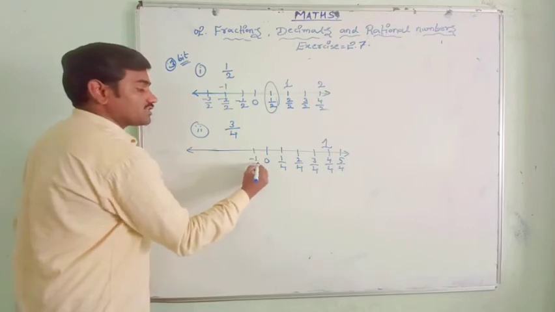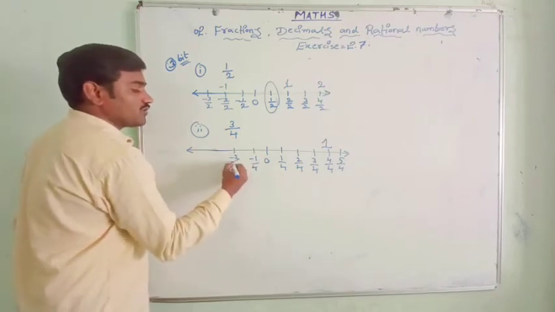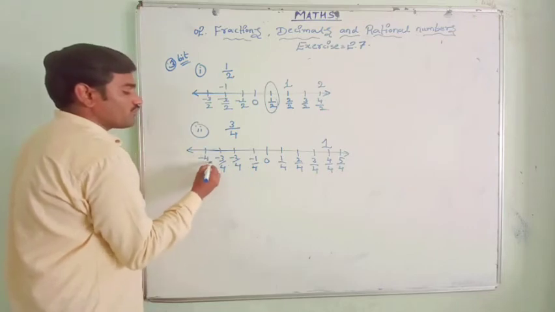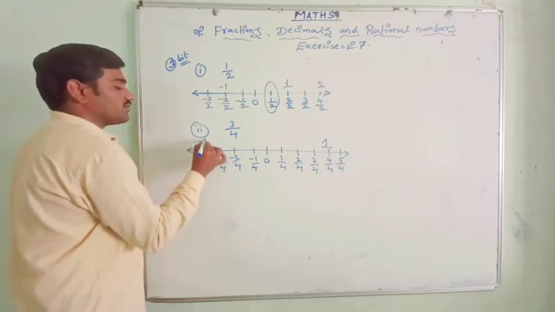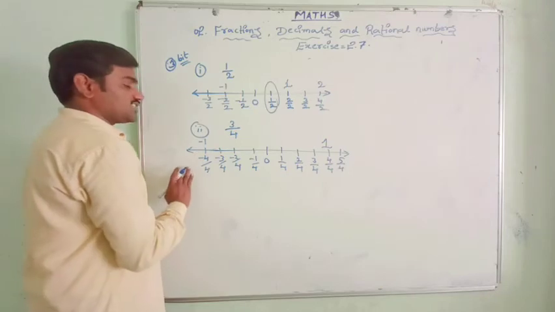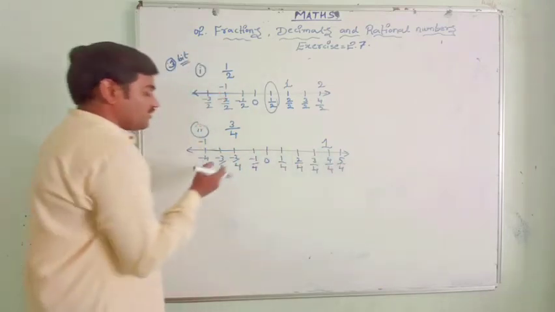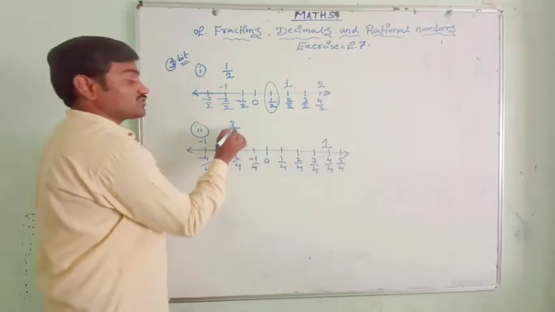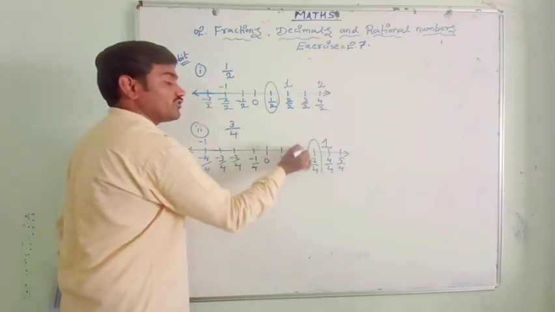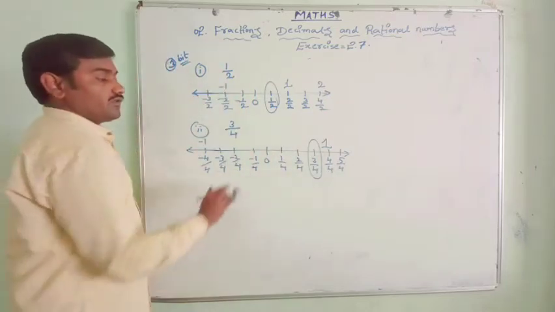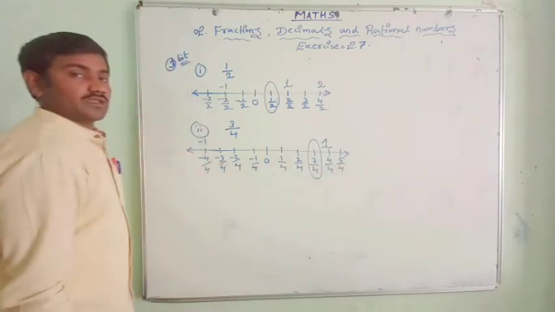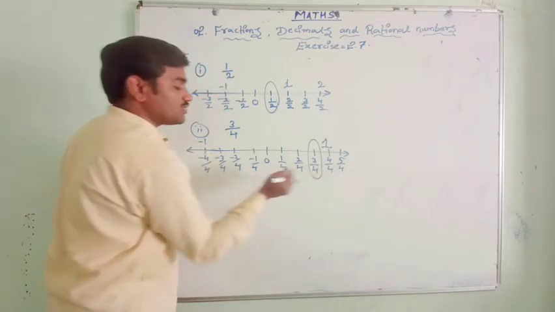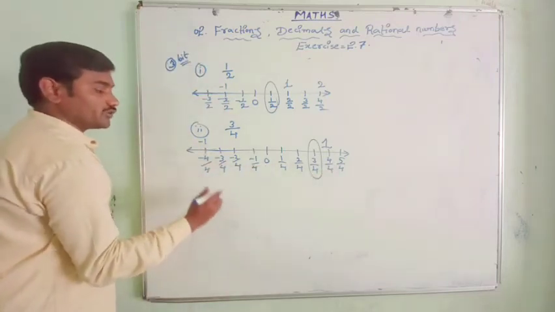Here it comes minus 1 by 4, minus 2 by 4, minus 3 by 4, minus 4 by 4, which is nothing but minus 1. It is not necessary to write plus 5 by 4 or all these numbers; these are not required. What we need is only plus 3 by 4, and we highlight this. We don't look for the other numbers. But note that the right side of 0 holds the positive rational numbers, and the left side of 0 holds the negative rational numbers.